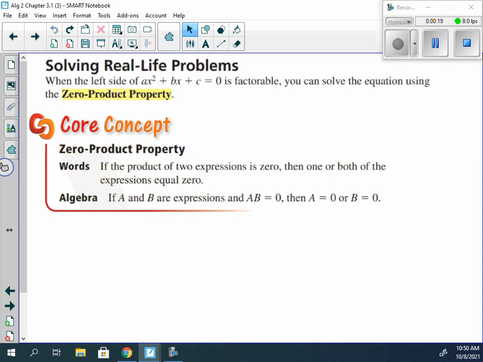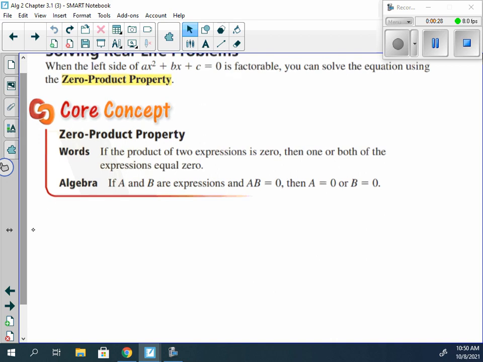The zero product property states if the product of two expressions is zero, then one or both of the expressions must be zero. Well, if I multiply two things together and it equals zero, what's the only number I can multiply by something and get zero? Zero, right? Because zero times anything is zero. So if I have two things that multiply together and equal zero, one of them has to be zero. That's the zero product property.